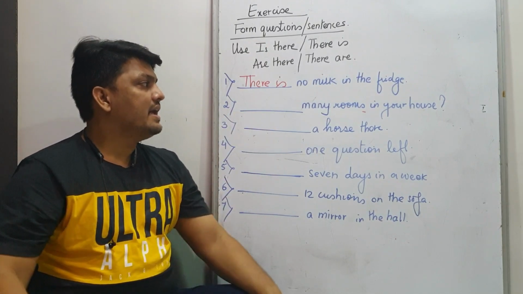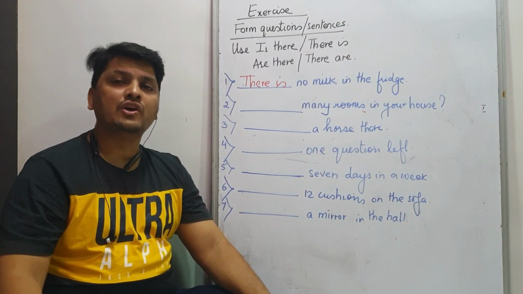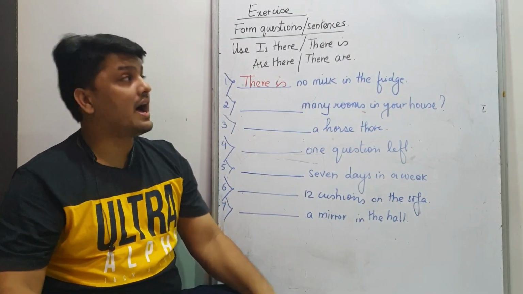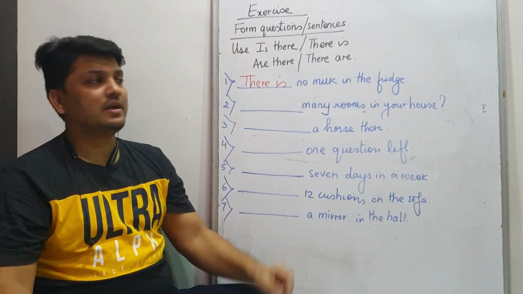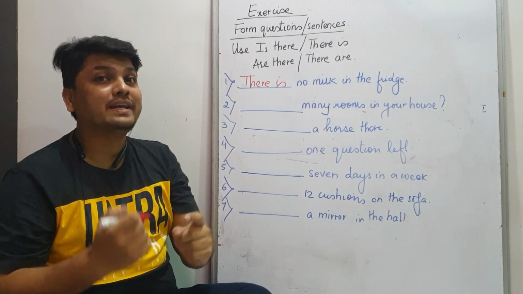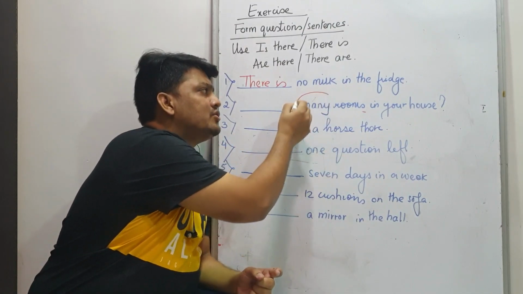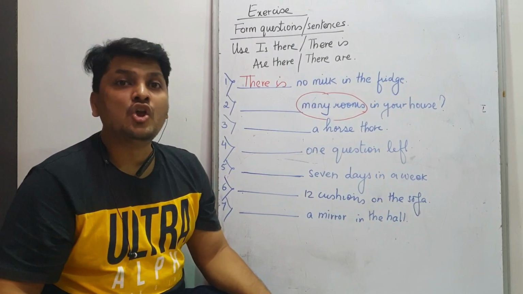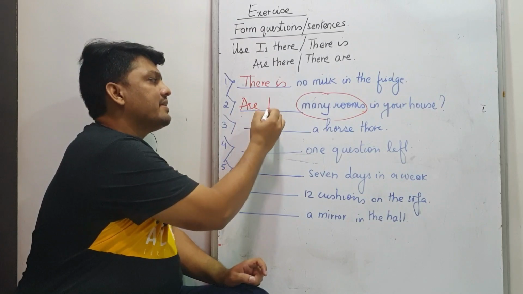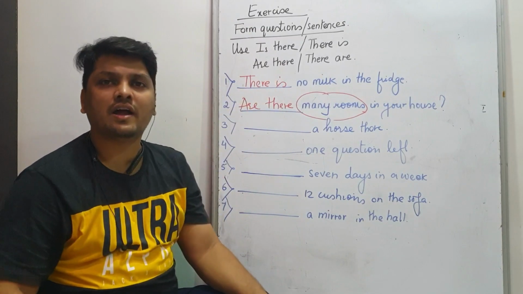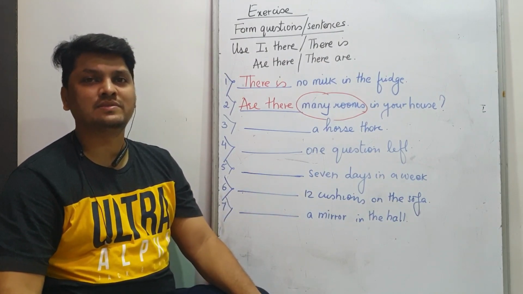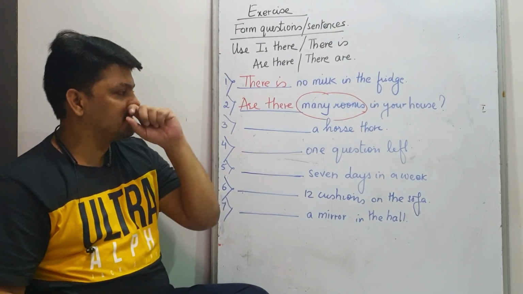Let's come to the second. Dash how many rooms in your house? You can see the question mark over here, students. So here I will use a question form. I'll use either is there or are there based on the noun in the sentence. So you can see here, students, many rooms. Many rooms is plural. So I will use are there. Are there many rooms in your house? And what will be the sentence of this question? There are many rooms in the house or in your house.